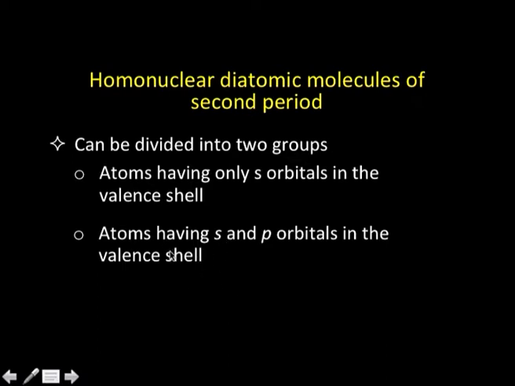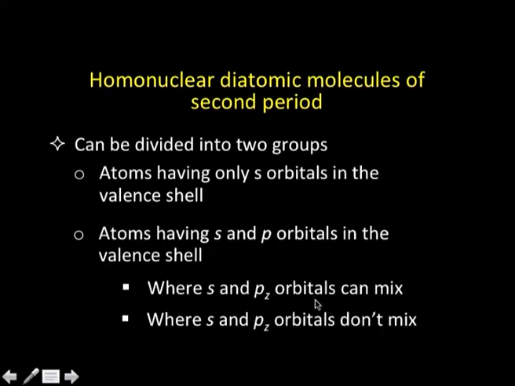And when you talk about the atoms having s and p orbitals in their valence shell, there are further possibilities: we may have a situation where s and pz orbitals can undergo some kind of mixing, and another possibility is when the two do not mix. We will talk about these detailed things in the next session, but for now let us take up the first part of it. That is, we talk about the molecular orbital theory of the diatomic molecules of the second period, wherein the atoms only have s orbitals in their valence shell.